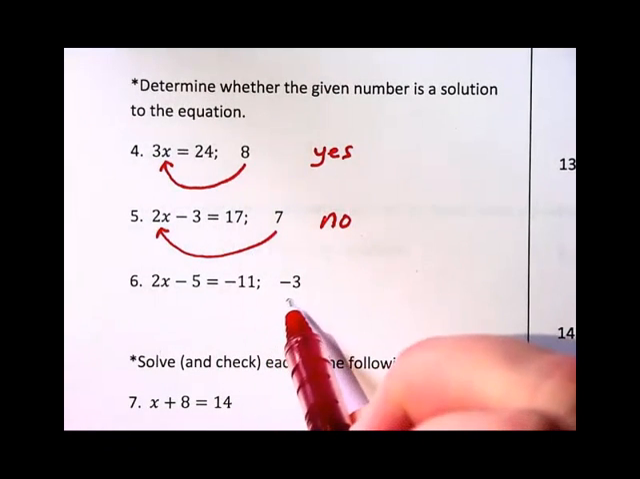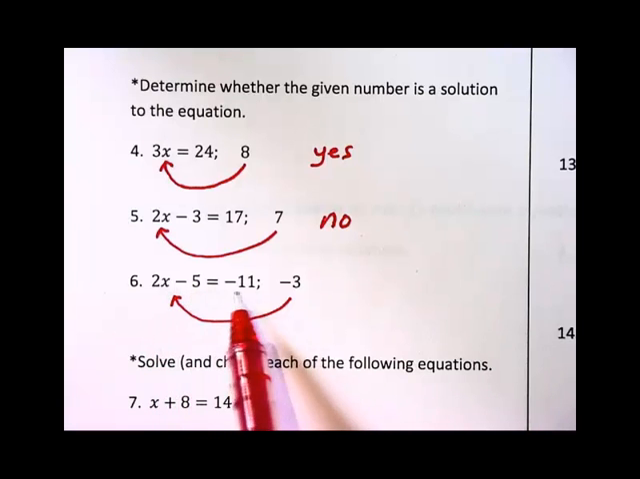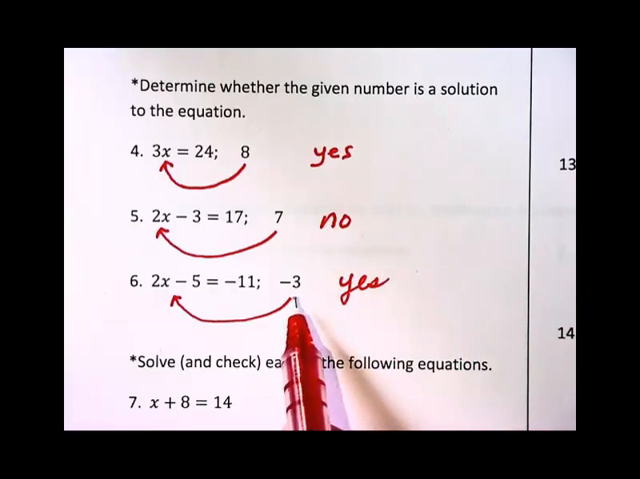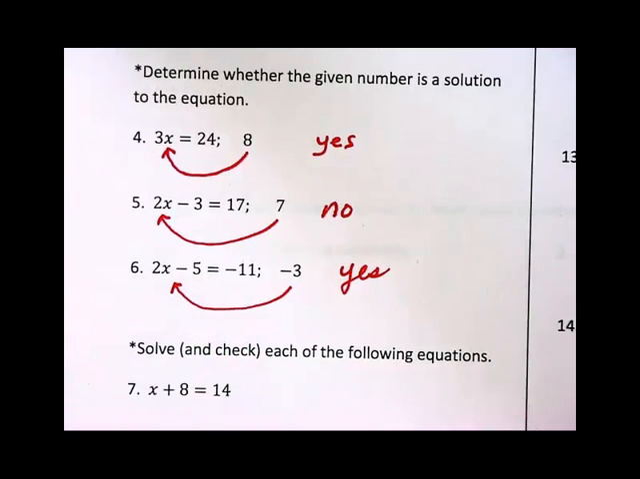Let's try negative 3 in the third problem here. 2 times negative 3 is negative 6. Take 5 more away, you do get to negative 11. Thus, we would say that negative 3 works as a solution. We could say it satisfies the equation. We also say negative 3 is a solution to the equation.